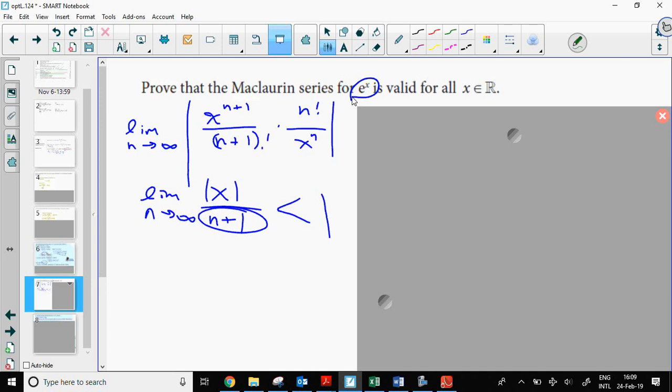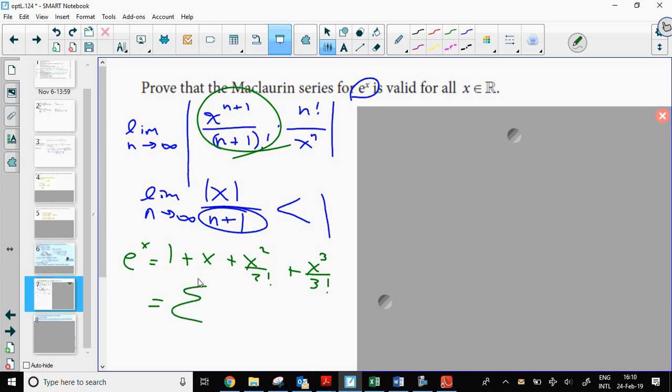By the way, where am I getting this expression from? Well, I know the Maclaurin expansion for e to the x from the formula book, and I can rewrite that in sigma form. n is going from 0 to infinity, and this is pretty clearly x to the power of n over n factorial. So that's where that's all coming from. So if you can show that the interval of convergence is infinite, then clearly the Maclaurin series is correct for all x.